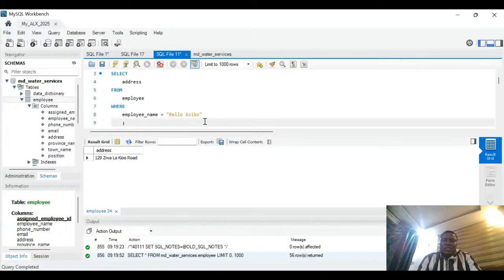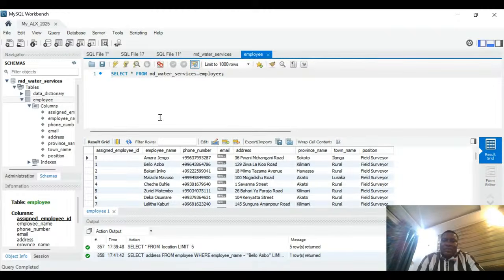Then we can execute this. Once we execute this, we should be able to have the answer. And then we can go to the multiple choice answers that have been provided and look for which one is identical with what answer we have. So I'm going to execute the query again, and then you can see Bello Azibo per our query is returning this particular address. You can also go and check if you are not satisfied with the answer, whether it is right or not.